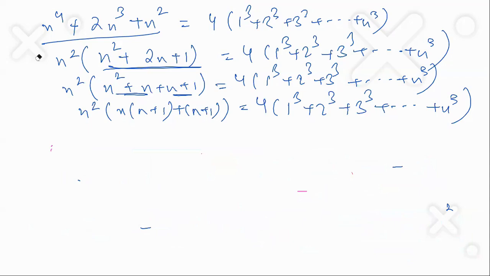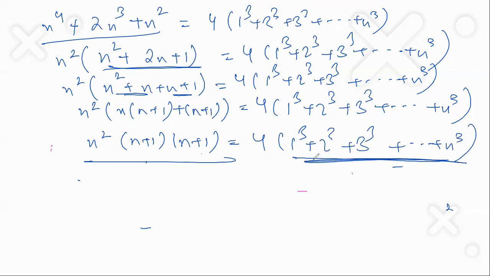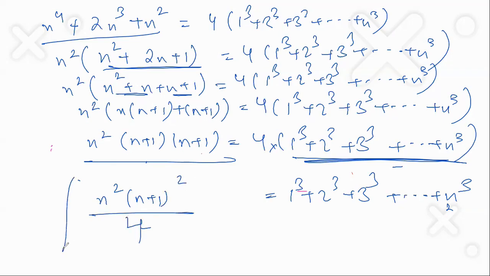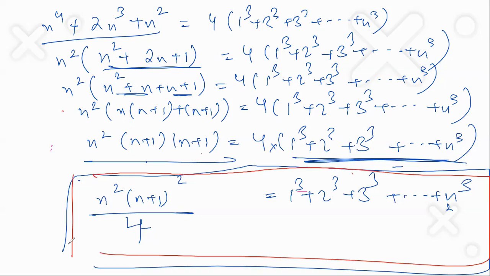Now what we are left with: n square, n plus 1, again n plus 1, is equal to 4 times 1 cube, 2 cube, 3 cube, plus dot dot dot, n cube. We have to find out the proof of this. So we leave this one alone on the right side and take 4 to the left-hand side. It is in multiplication here, and it will go into division. So it is n square times n plus 1 whole square divided by 4. So this is the final proof of the sum of the cubes of n natural numbers. So this is the proof: n square multiplied by n plus 1 whole square divided by 4.